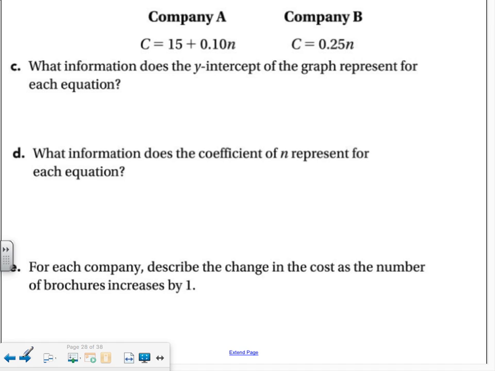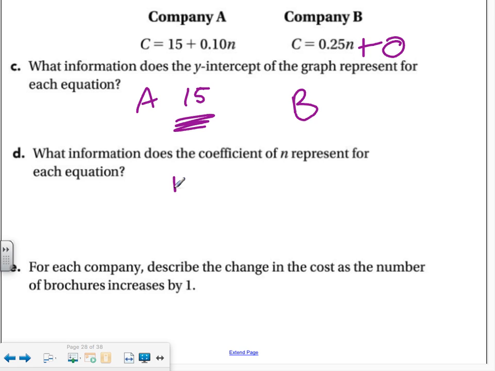All right, so what information does the y-intercept of this graph represent for each equation? Well, for company A, the y-intercept is 15. So that tells us that they're going to have a $15 initial cost. So even if they don't print any brochures, it costs them $15. Company B, the y-intercept can be represented by a plus 0, and that says there's no initial cost for using company B.